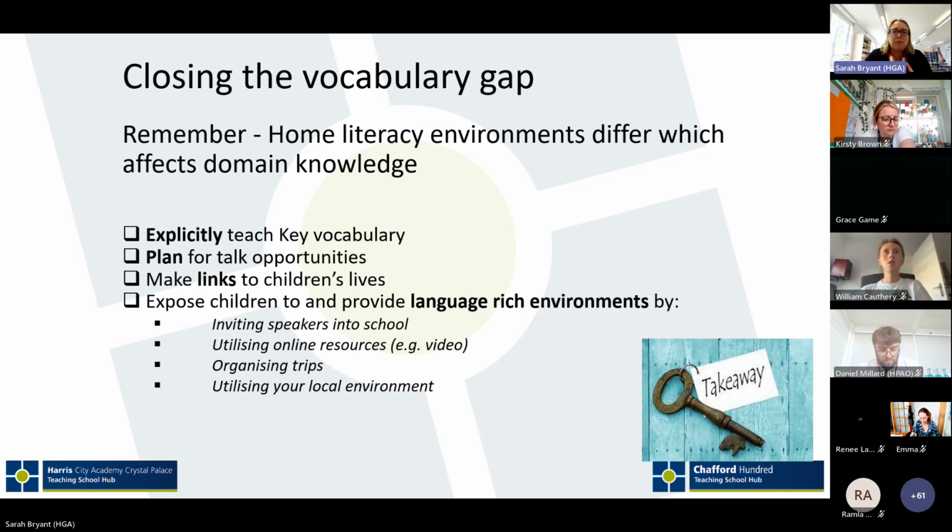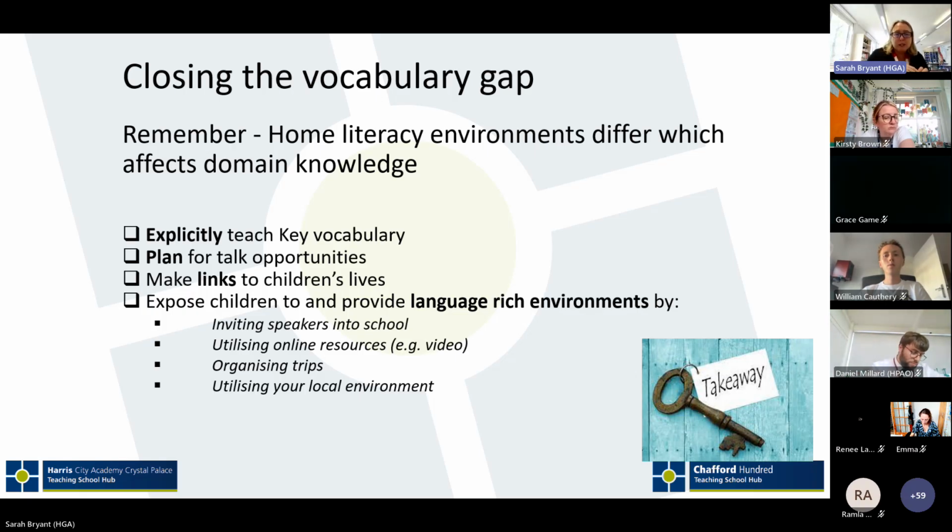Expose children to and provide a language-rich environment. Think about your displays. Have you got the words up? Is there a working wall? How are we introducing that vocabulary? Are we modelling? But also, are we inviting speakers into school? A reminder that STEM ambassadors are free and will come into your school and do STEM activities or STEM talks. It's a really good resource out there, absolutely free.